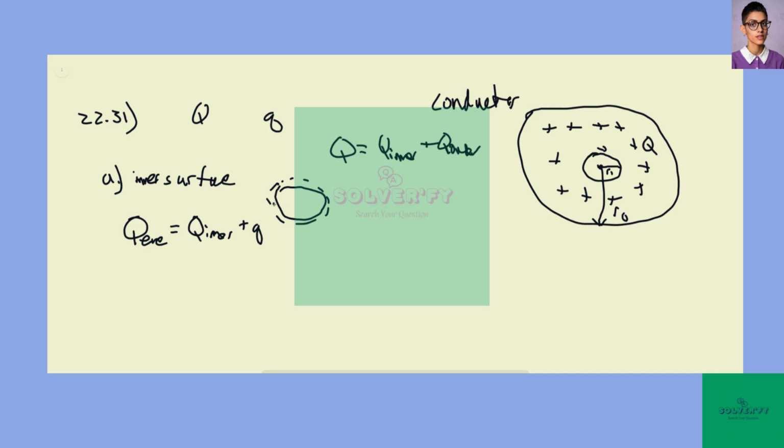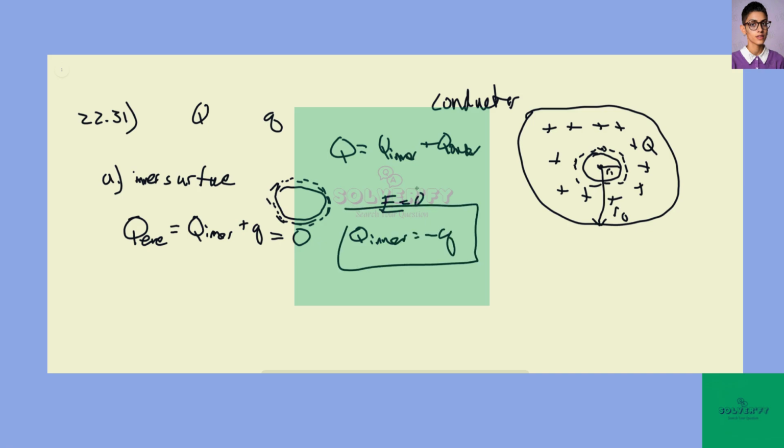We also know that at this point there's got to be no electric field. Why is there no electric field there? Because that's inside of a conductor. If we draw our Gaussian surface out here, that is inside of the conductor, and E must be zero inside of the conductor. The only way that can happen is if the total enclosed charge is zero. So immediately we can see that Q inner must be negative little q. It's the only way for there to be zero electric field inside the conductor.